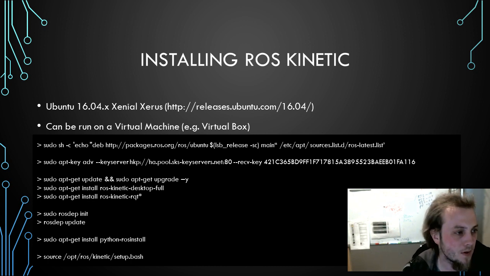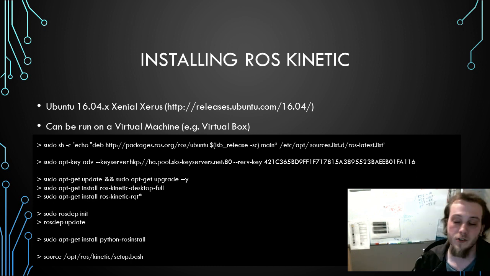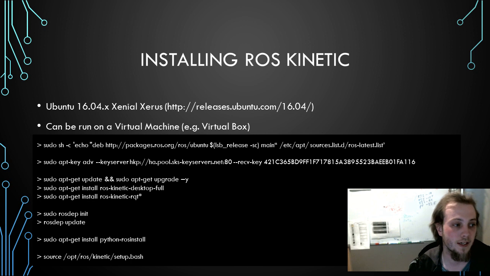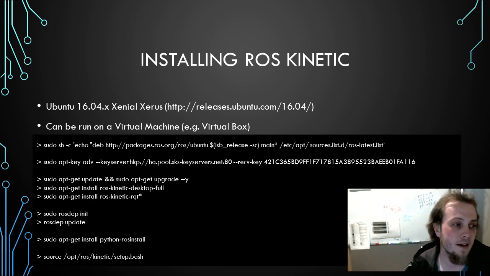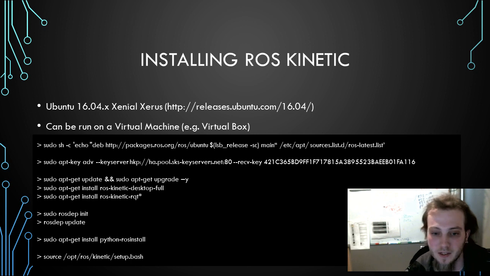The next step, whilst it's not required, it's a good idea to update and upgrade everything in Linux before installing. The next line is actually installing ROS. So you can see that we're installing ROS Kinetic for the desktop, and we're installing the full installation. Now, this might take a little bit of time. Then I've recommended you install RQT. We're going to be using that quite a bit, and it's a handy tool.